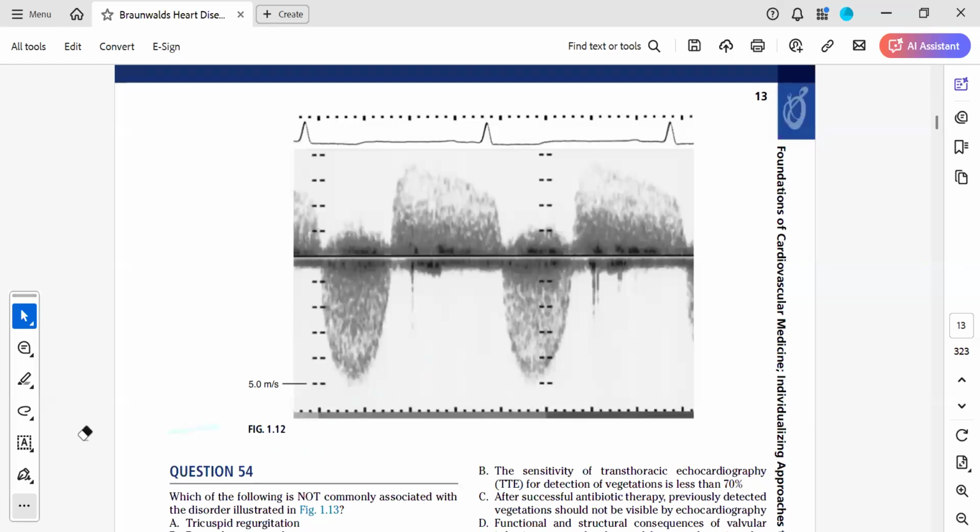Okay. So looking at this image, the velocity is about 5. I'll just approximate to 5. And there's also a coexisting aortic regurgitation.